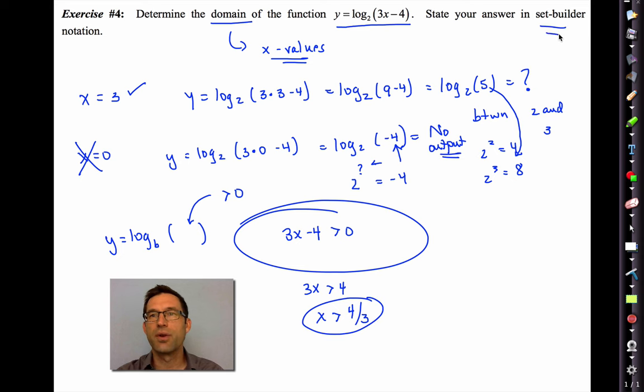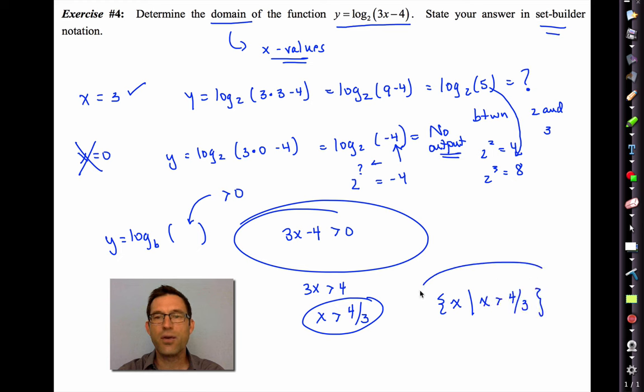If we really have to put it in set builder notation, we'd say all the values of x such that x is greater than 4/3. Note, not greater than or equal to. This isn't a square root problem. Just greater than 4/3. Okay? You can only take the logarithm of positive numbers. Pause the video now and write down anything you need to.